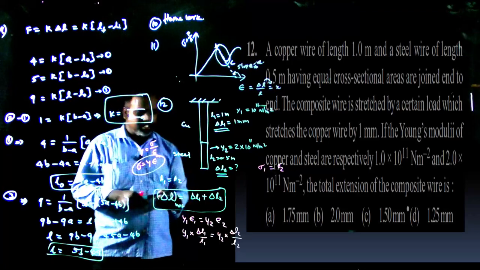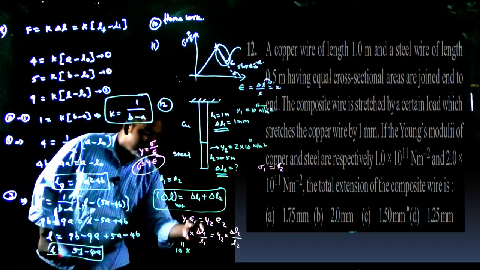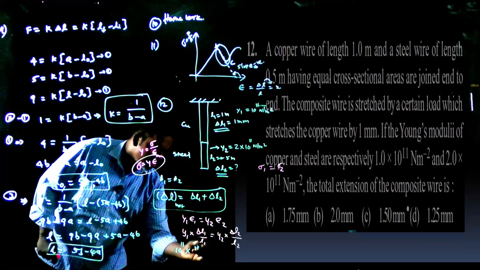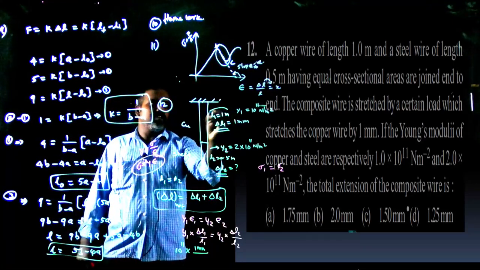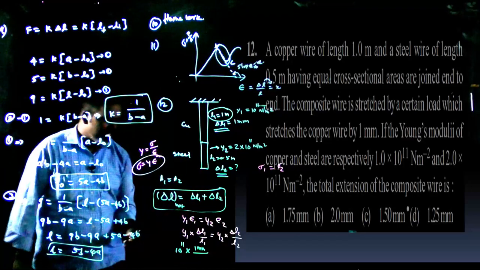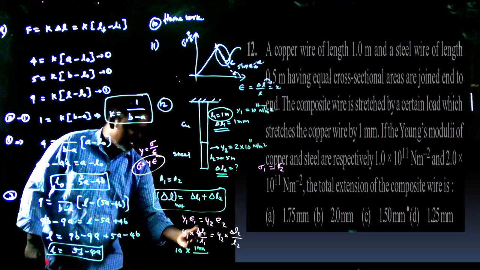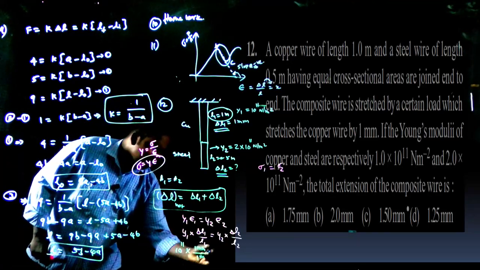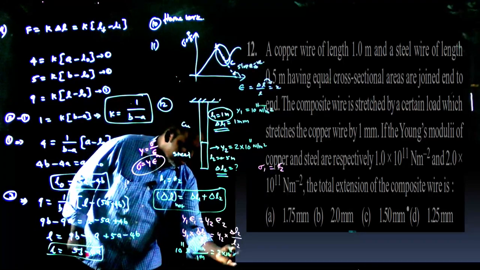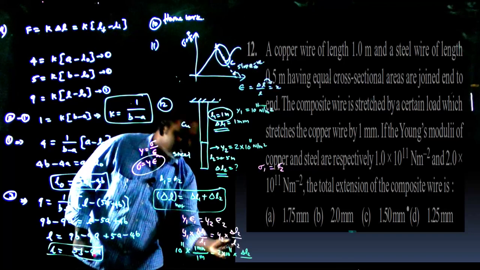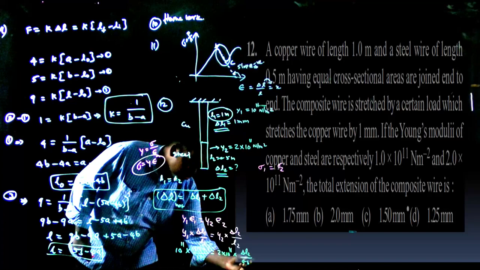Substituting the values, Y1 is given as 10 to the power of 11, and delta L1 is given as 1 millimeter, divided by L1, which is given as 1 meter. That is equal to Y2, which is 2 times 10 to the power of 11, into delta L2. We want to find delta L2, and L2 is given as 0.5 meter.